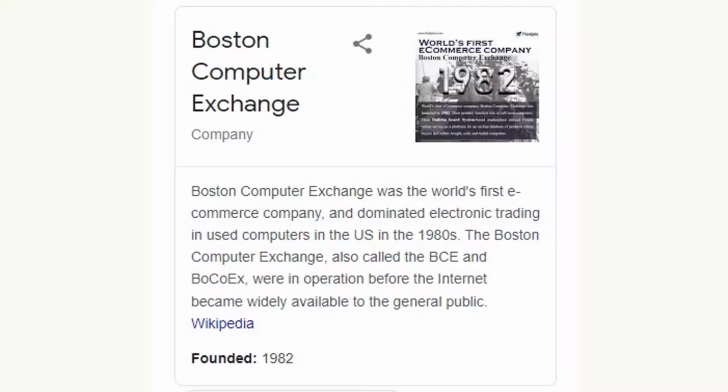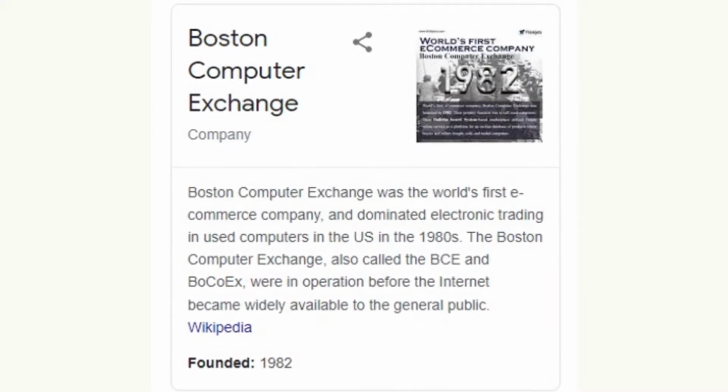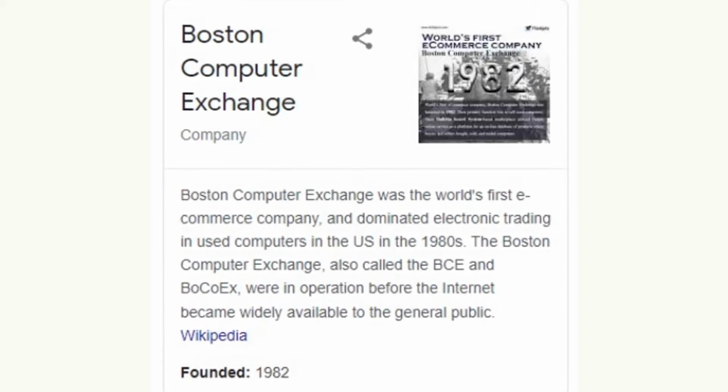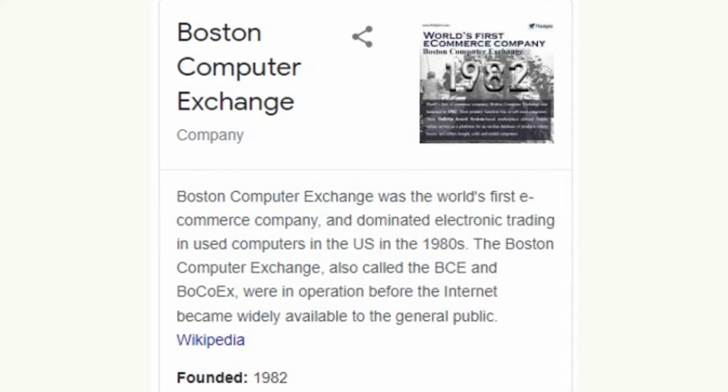And then just 3 years later, in 1982, the Boston Computer Exchange launches. They were the first e-commerce company on the planet, you can say, and they made the first moves. What they actually did was funny. They were selling reused computers. So if you had your old computer from the 70s or whatever year it was, and you wanted to sell it because it was used, you would sell it through their exchange, which was the first e-commerce in 82.